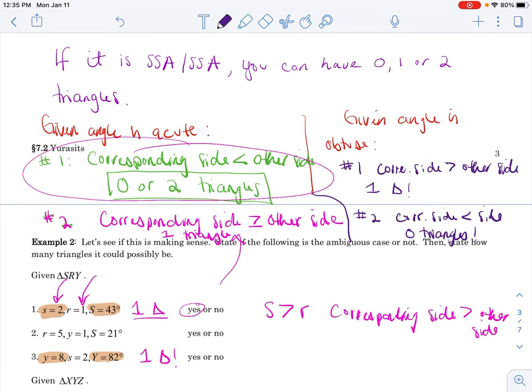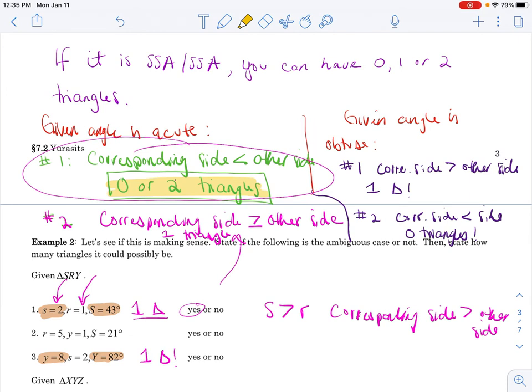And first off, let me back up. You have the ambiguous case. Always check for that first. If that's true, then you look if your given angle is acute. And if your corresponding side is smaller than the other side, that puts it into this camp. And then you'll have to rely on math to determine if it's 0 or 2. That's the only way you're going to have 2 triangles.